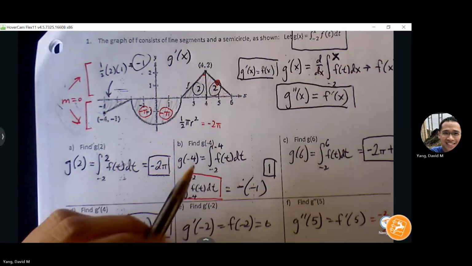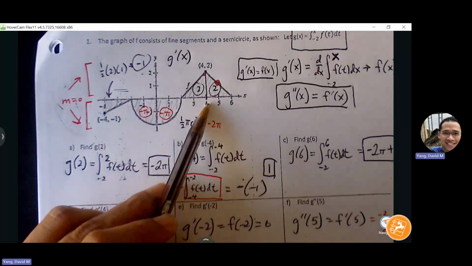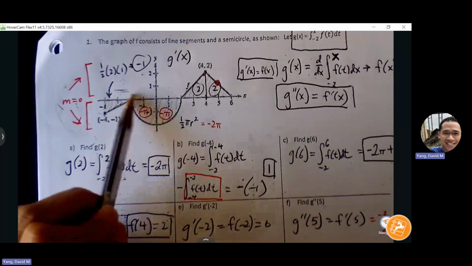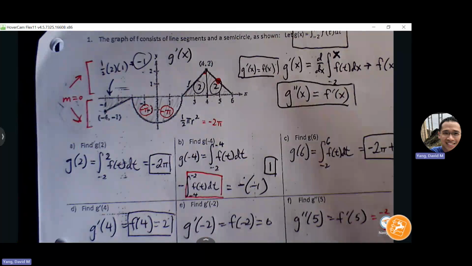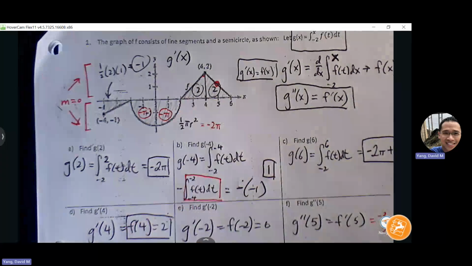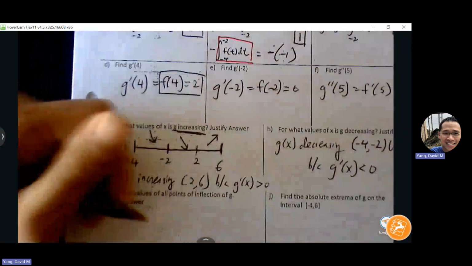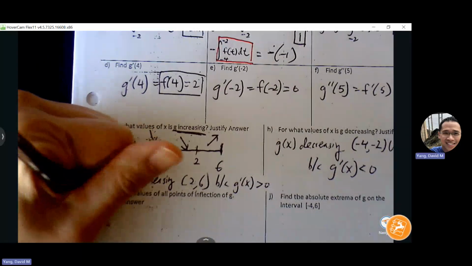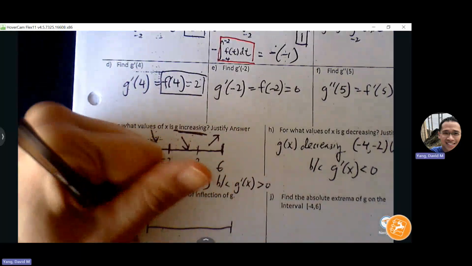0 and 4. 0 is one, 4 is one. There's one more: -2. Right, this is a hill of the graph, right? 2 is not it because the graph is rising on both sides. We need the graph to have a peak or have a valley, right? So -2, 0, and 4. Okay, so I'm going to create a G double prime sign line just in case we need more information.